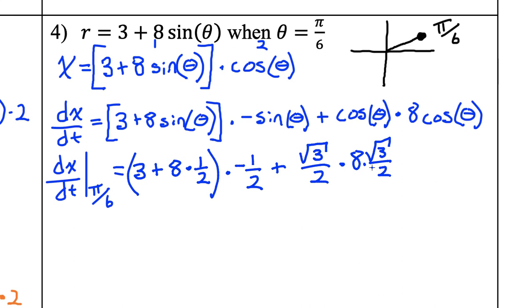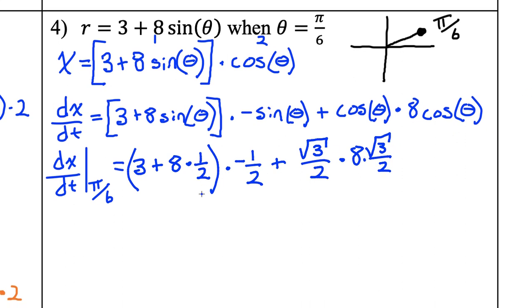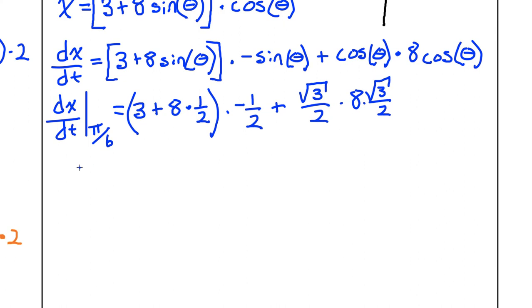Alright, let's simplify a little bit. So what can I do here? Well, 8 times 1/2 is 4, and then 4 plus 3 is 7, and then 7 times negative 1/2 is negative 7/2. So this is equal to negative 7/2. That was all of this.